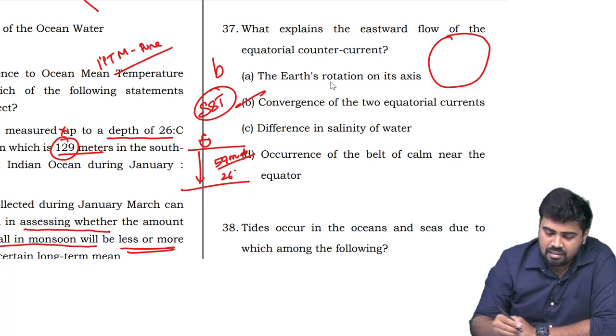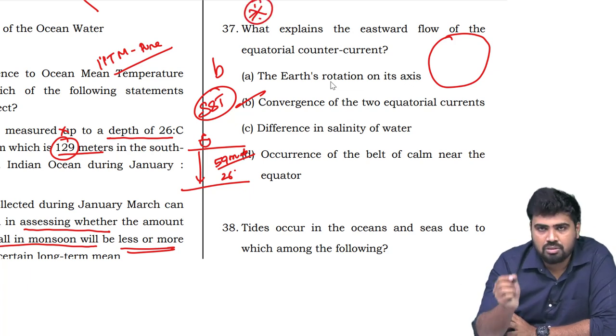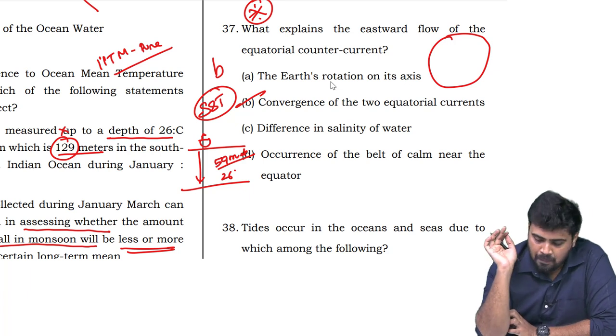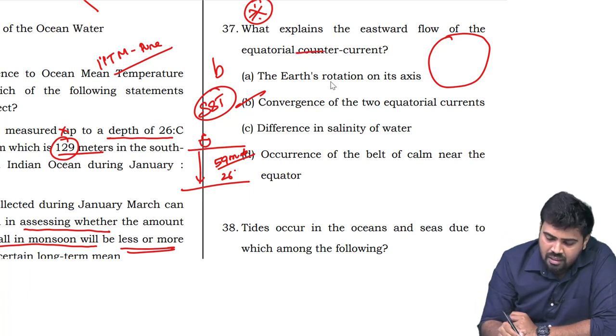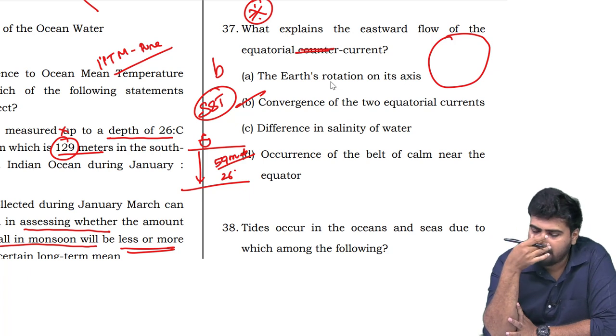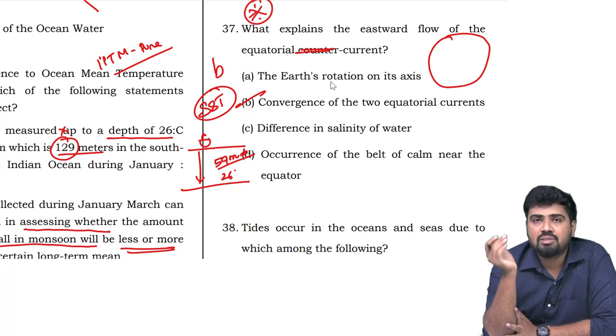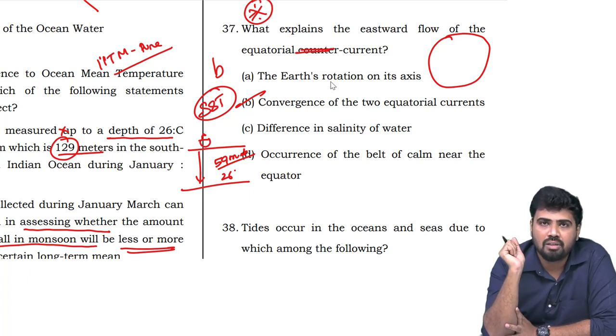So that is the exact answer. This is a very good question, very important question. Regarding ocean currents, if the question asks about the equatorial current instead of the equatorial counter current, it is the rotation of the earth that creates the equatorial current formation, but the question is about the equatorial counter current.